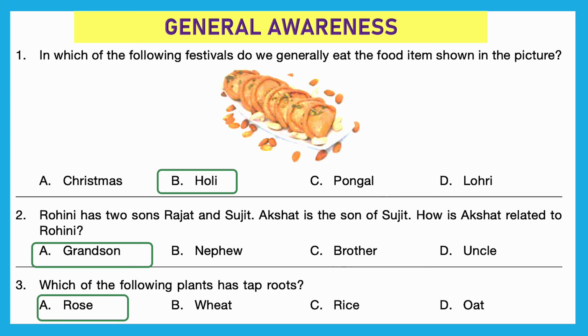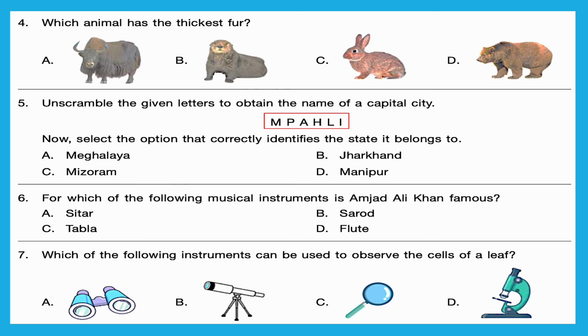A, rose. Question 4. Which animal has the thickest fur? A, yak, B, sea otters, C, rabbit or D, bear? And the right answer here is option B, sea otters. They have the thickest fur.